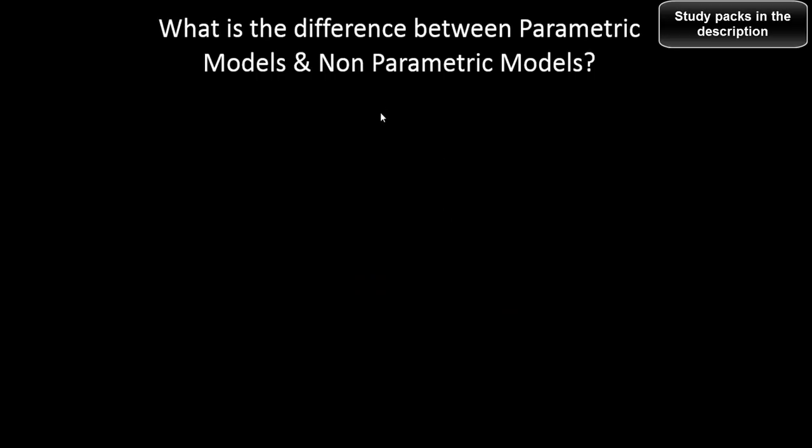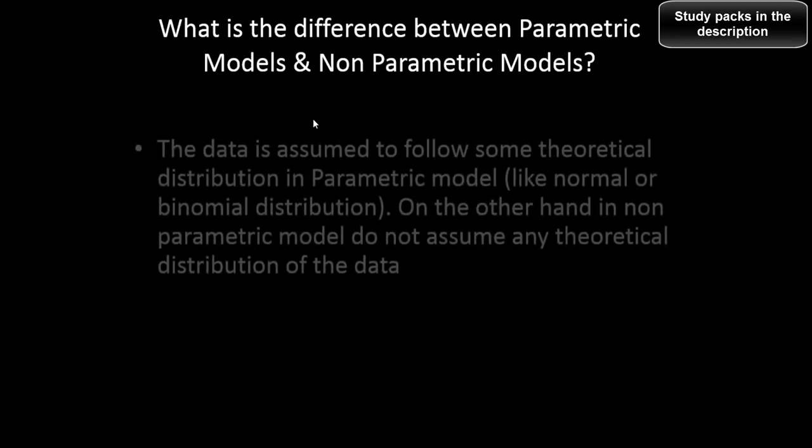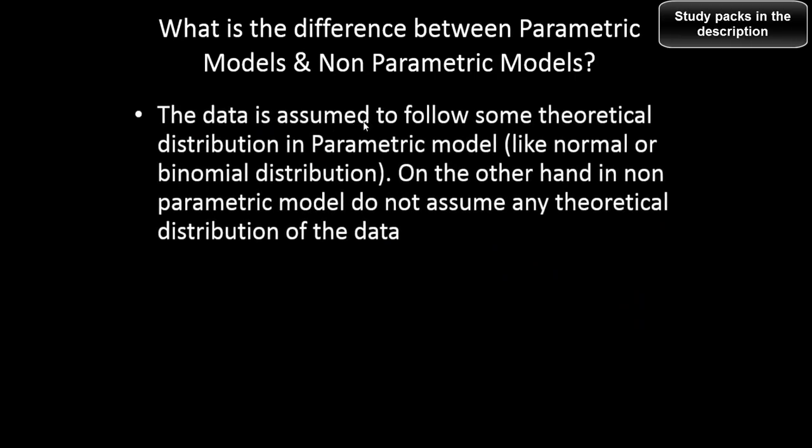The next question is, what is the difference between a parametric model and a non-parametric model? Well, the main difference is that the data used is assumed to follow some theoretical distribution in parametric models, like normal distribution, like binomial distribution, and so on. On the other hand, the non-parametric models do not assume any theoretical distributions.